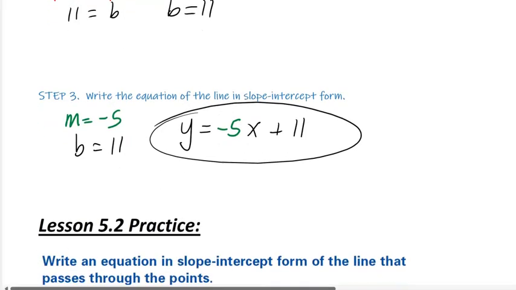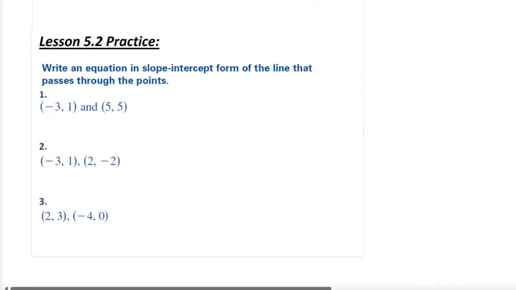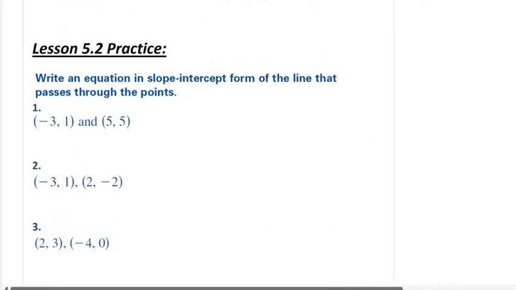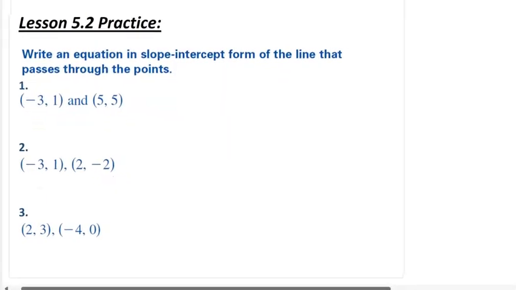All right. So now, here is our practice for you today. There's not a lot. Write an equation in slope-intercept form of the line that passes through these points. You have 3 of them to do. You can find this practice on the slide where you found this video, or you can just pause your video and write the questions down from here. Doesn't really make any difference.